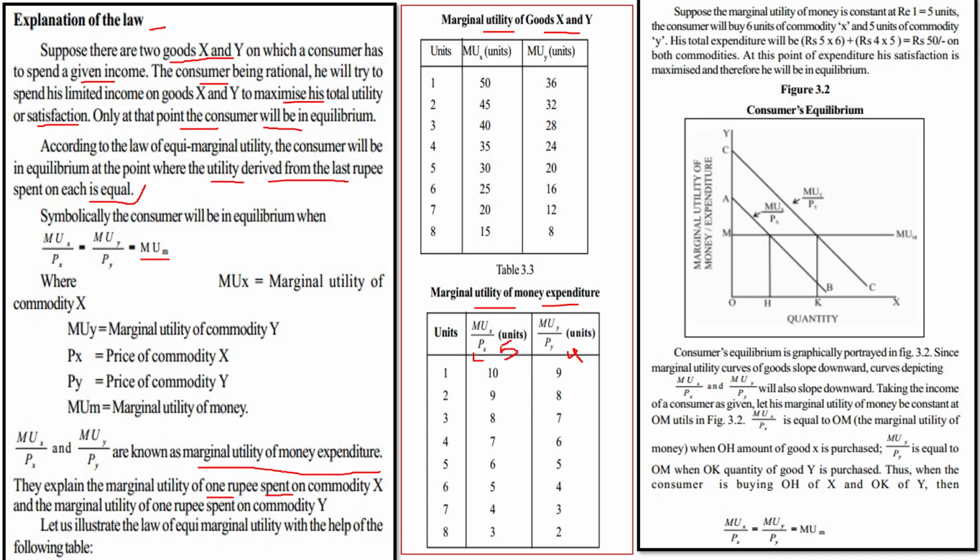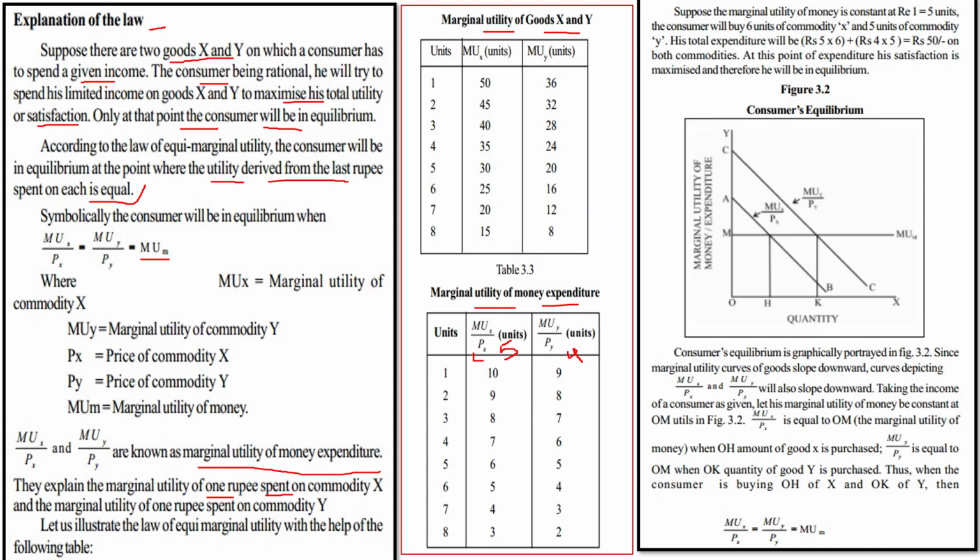Again, we divide 45 by 5, that is 9, and so on. We can find the marginal utility of money expenditure by dividing the marginal utility of good X by the price of X. Same for Y, where the price of good Y is equal to 4, we divide the marginal utility of good Y by the price of Y.